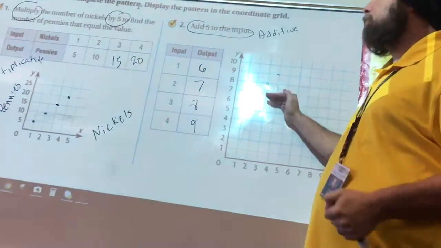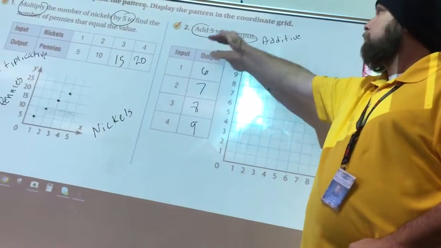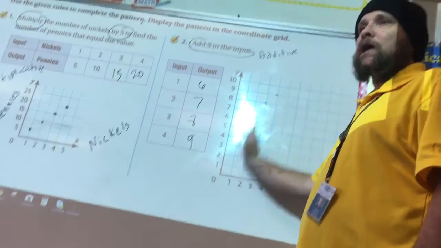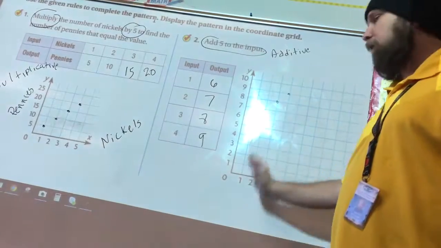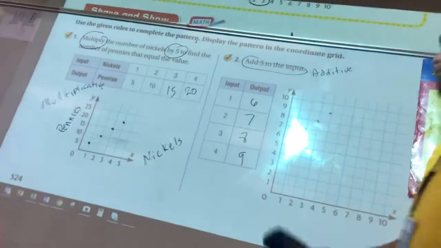So if you had a problem, and it said you had a pattern on your input-output table that you add 5 every time, you're going to come up with a straight line. They would be all lined up. Questions on 1 and 2? Nope. All right.